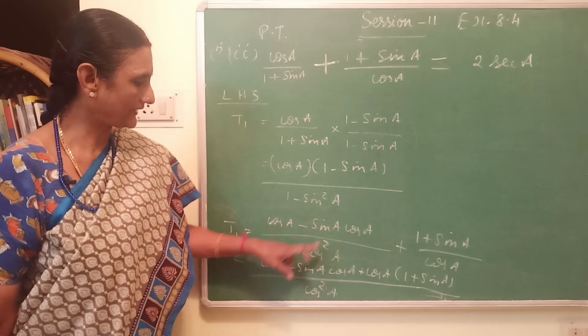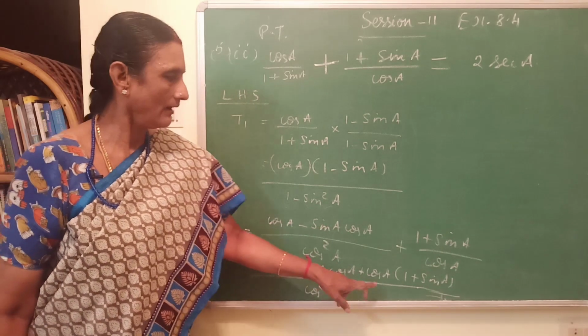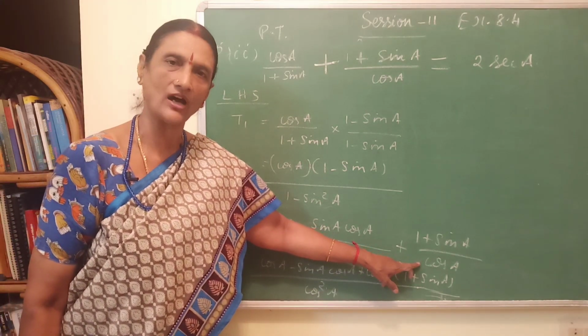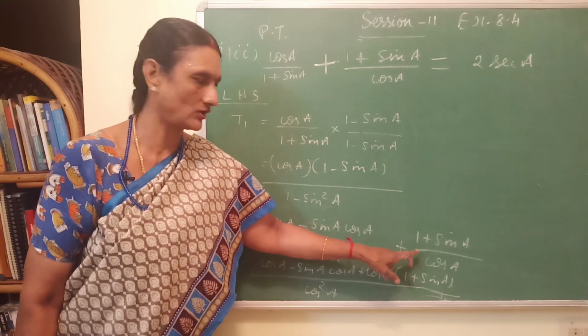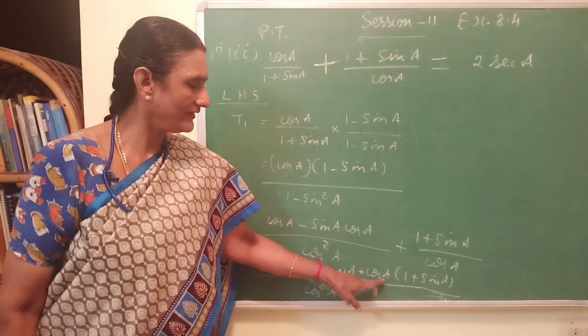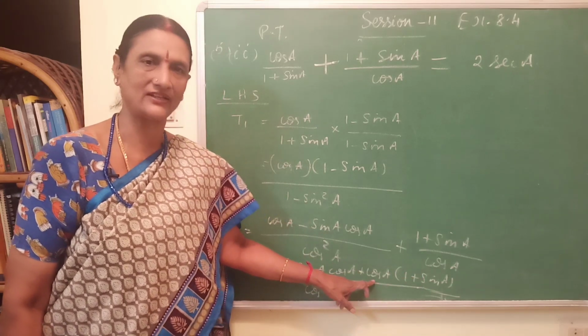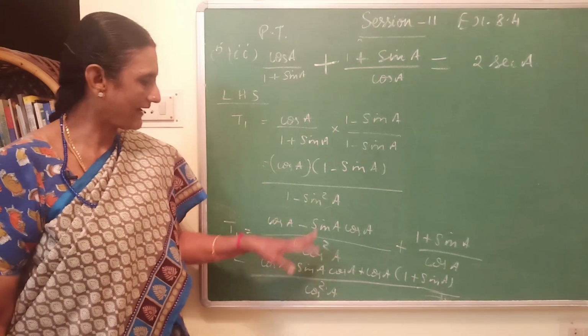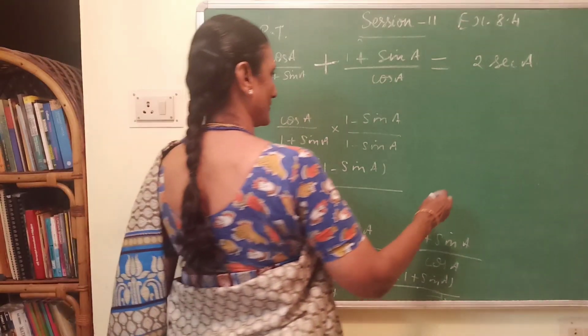Cos square A, for the first term there is no change, but for the second term it is only cos A, so we have to multiply with cos A. If you multiply 1 plus sin A with cos A, we will get cos A plus sin A cos A, which is denoted in this manner. So we have to expand.